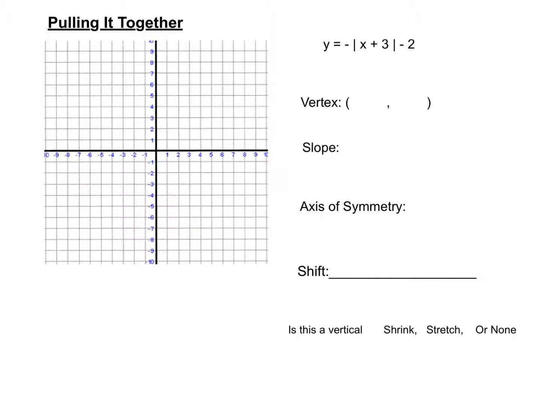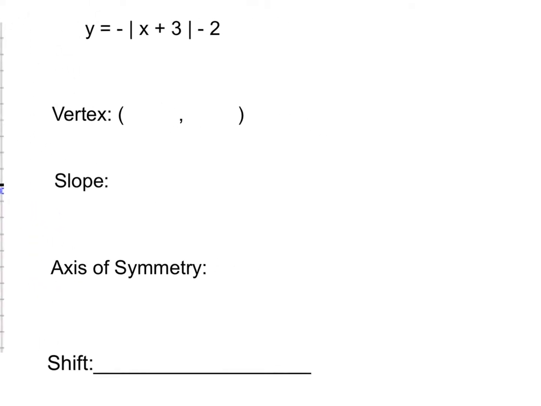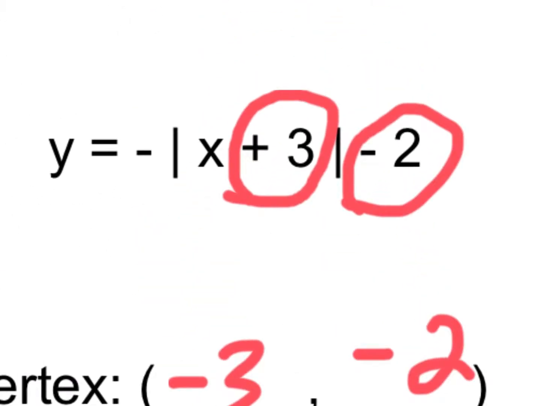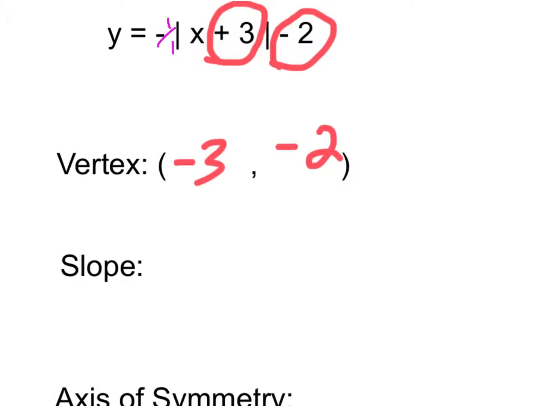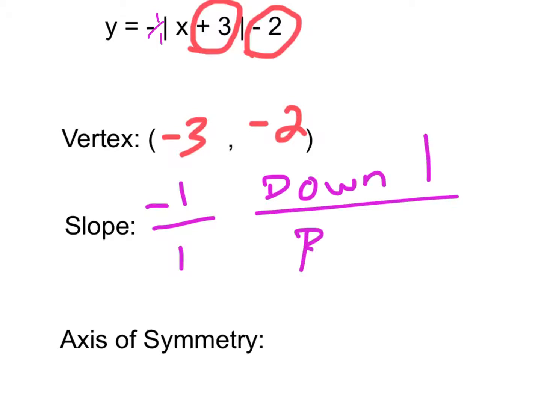Alright folks, we're back. So let's zoom into our problem. First thing I'm going to grab is the vertex. We're going to do the opposite of this guy, -3, with this guy, -2. Now my slope. Notice I got a negative here, but nothing else. So that's just -1 to 1, which says I'm going to go down 1 and to the right 1.